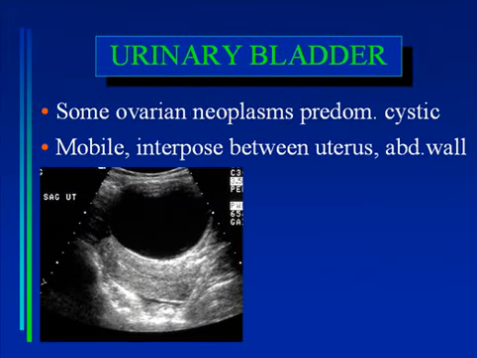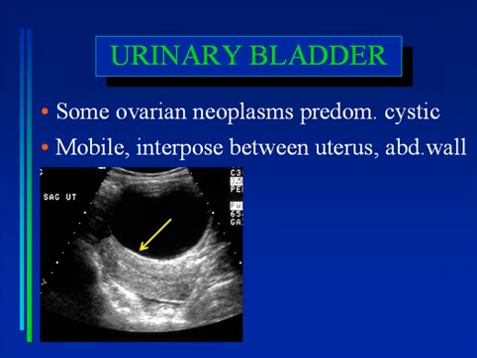Now this is important because some ovarian neoplasms are predominantly cystic, and so you may not see any material within these ovarian neoplasms. They may look just like rounded fluid-filled structures. And moreover, the ovary is mobile, and it can interpose itself between the anterior portion of the uterus and the abdominal wall. And so this was initially thought to be the bladder. However, if you look carefully, the uterus is not impressing on the posterior wall of this structure. Rather, it seems like the structure is pushing on the uterus.